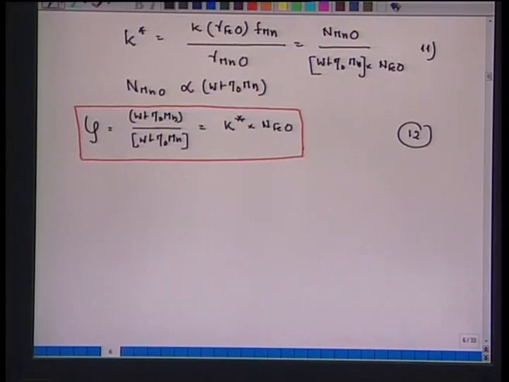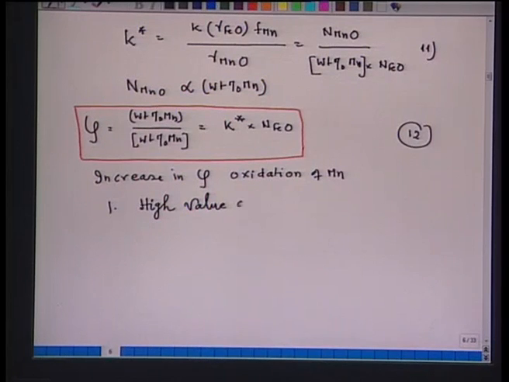Now, from equation number 12, if we want to oxidize manganese, that means the value of weight% manganese in slag upon weight% manganese in metal should be high. So, an increase in psi, the coefficient of distribution of manganese, means oxidation of manganese, which is favored, if we see this equation, first by a high value of K star, and second by high N FeO. These two conditions will lead you to oxidation of manganese.